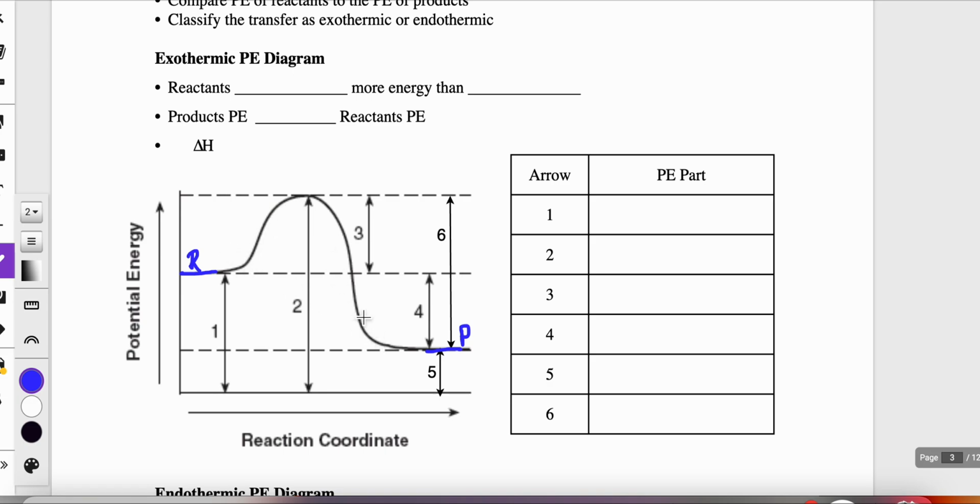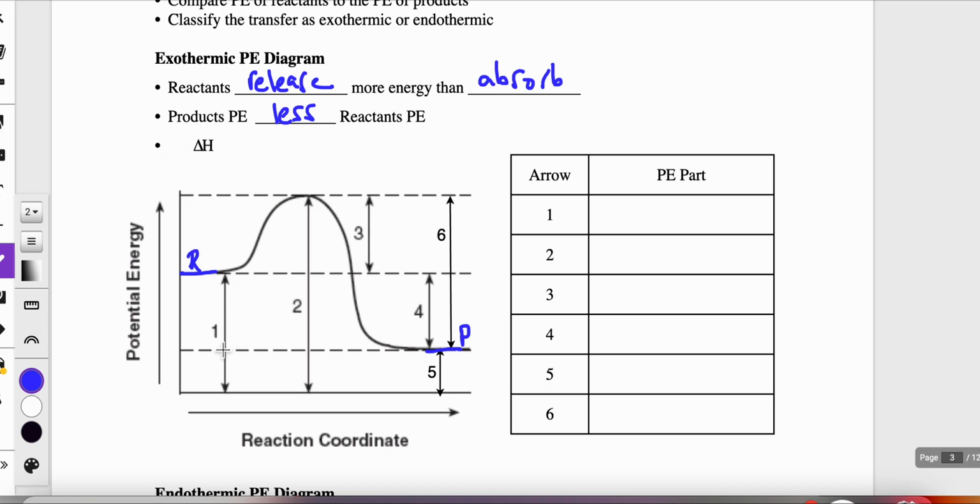So when you look at the two sides of the hill, in an exothermic process, reactants release more energy than they absorb. And as a result, the products, if we had scaling on here, the product's potential energy or stored energy would be less than the reactant. So the product's potential energy is less than the reactants.